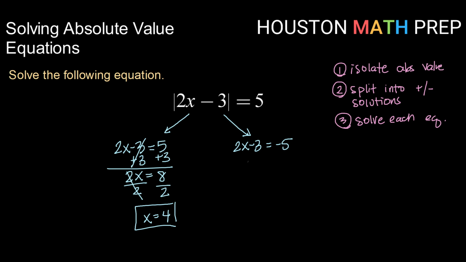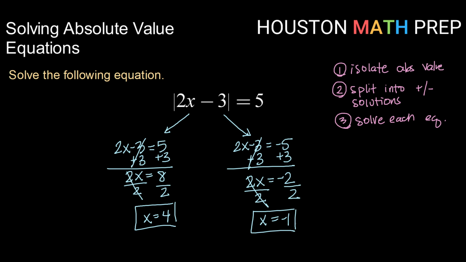Now following the same procedure over here, adding 3 to both sides, I get 2x equals negative 5 plus 3, which is negative 2, and dividing both sides by 2, my second solution is x equals negative 1. So my two solutions for this equation are x equals 4 and x equals negative 1.